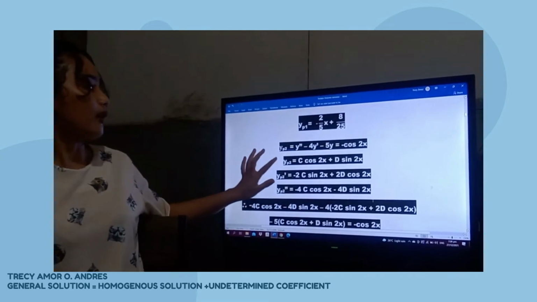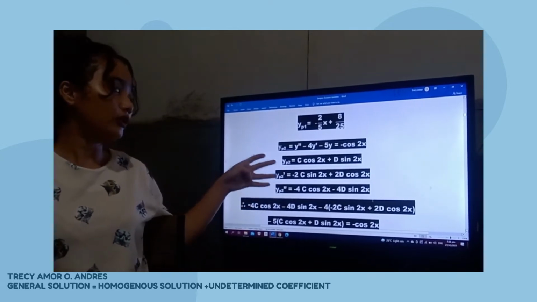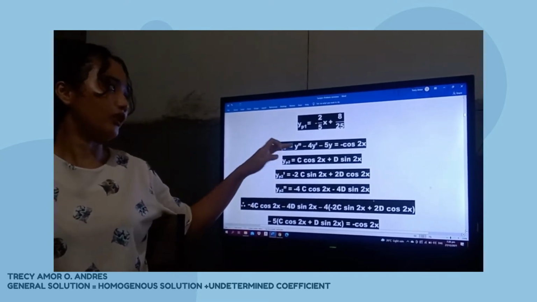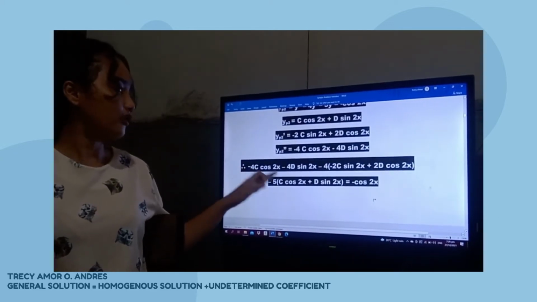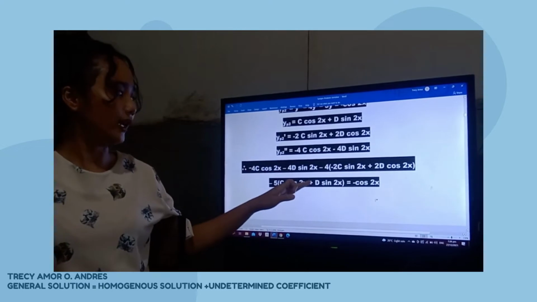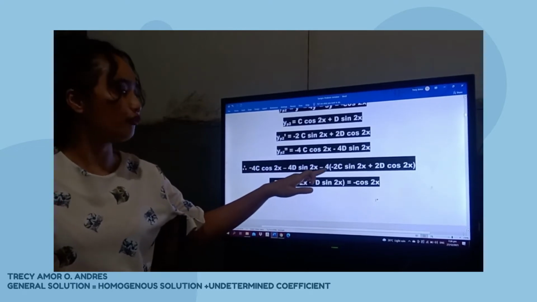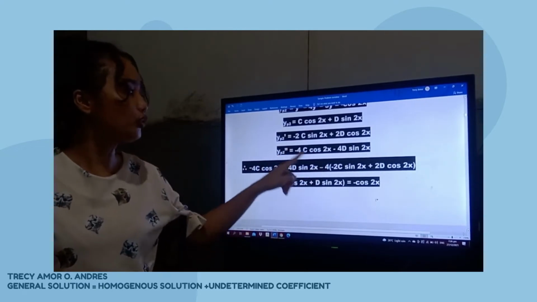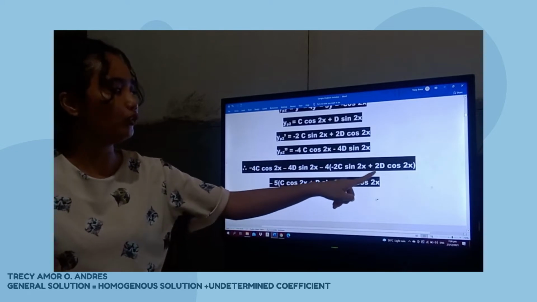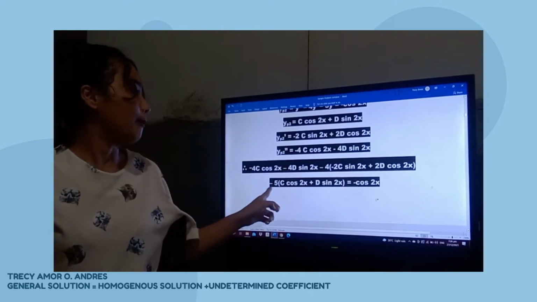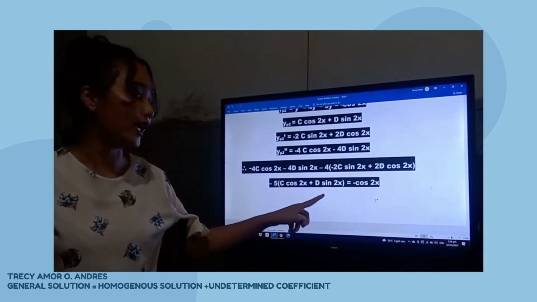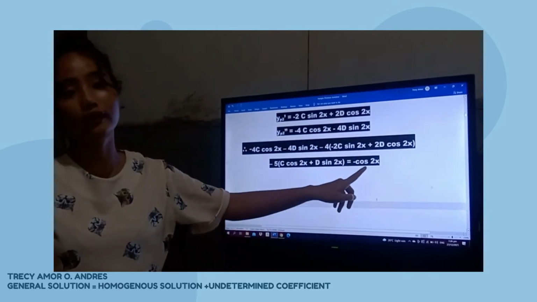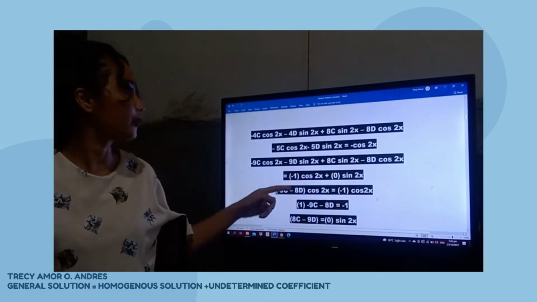Since we have these three values, we will now substitute these values to this equation. So, we have negative 4c cos 2x minus 4d sin 2x minus 4 quantity of negative 2c sin 2x plus 2d cos 2x minus 5 quantity of c cos 2x plus d sin 2x is equal to negative cos 2x.